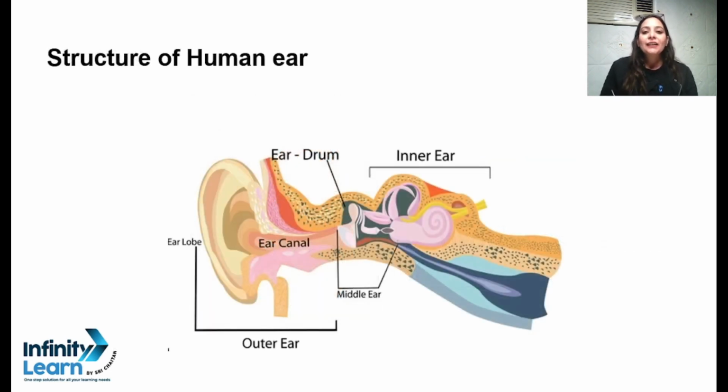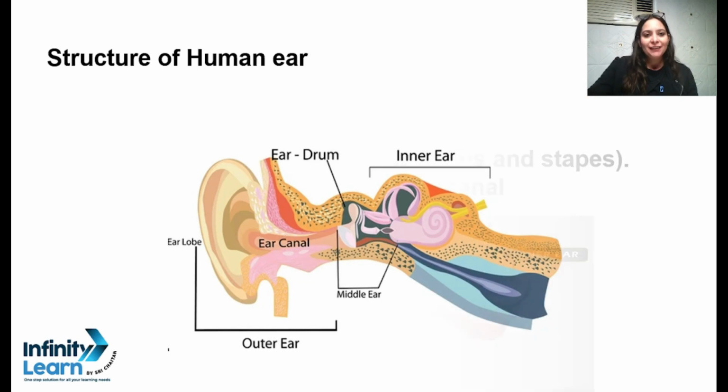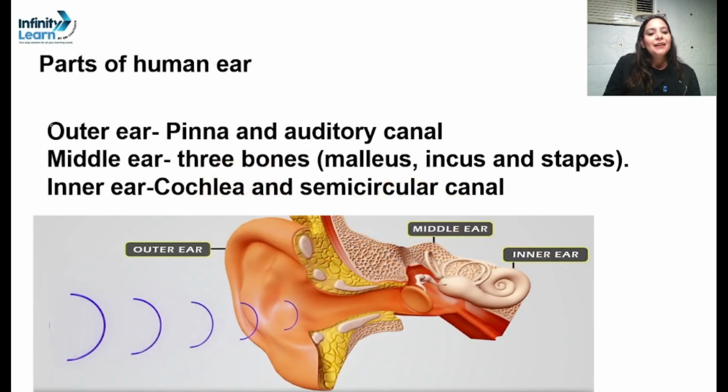Okay, now if you look at the internal structure of the human ear, it looks something like this, right? So I'll just make you familiar with it. See, this one is an earlobe. Then there is a canal which is going in, this is the ear canal. Then inner to it, which you cannot see, is the eardrum, and then the inner ear. So basically we can say that the human ear is divided into three parts, right? Outer, middle and inner. So a human ear is made up of three parts: outer ear, middle ear and inner ear.